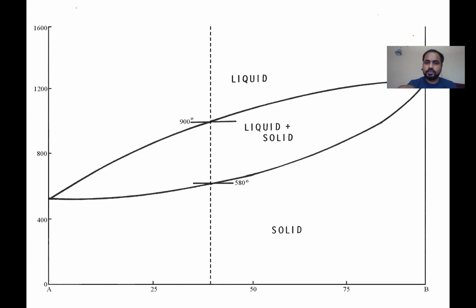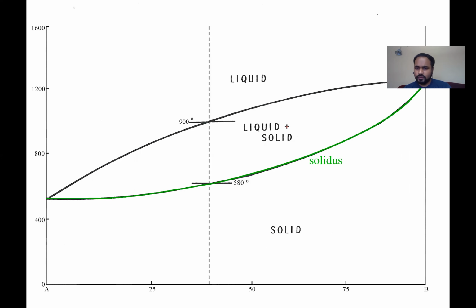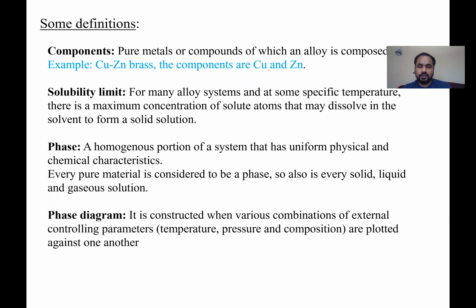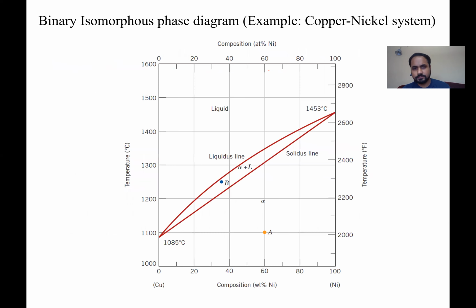You have liquid on the top, solid at the bottom, and in the middle you have liquid plus solid region. You must be aware of this since you took the basic material science course. The line at the bottom which separates solid from liquid plus solid is called the solidus line, and the line which separates liquid from liquid plus solid is called the liquidus line. There are some definitions you are aware of, and I'm not going to go into details of these definitions.